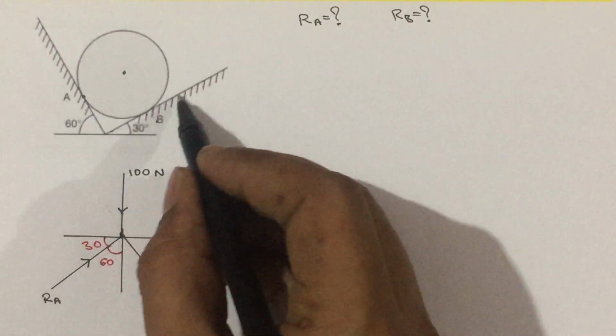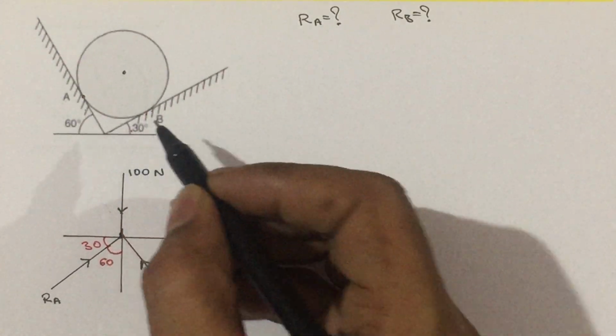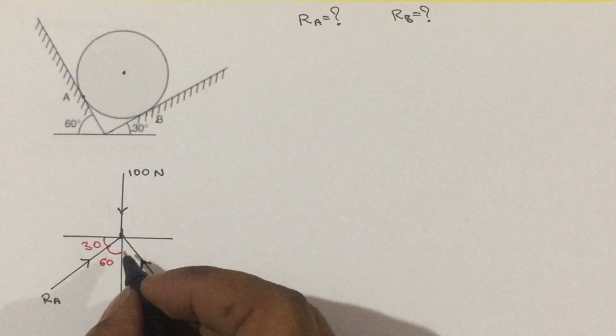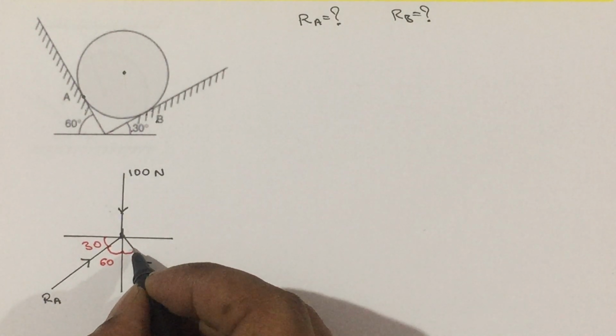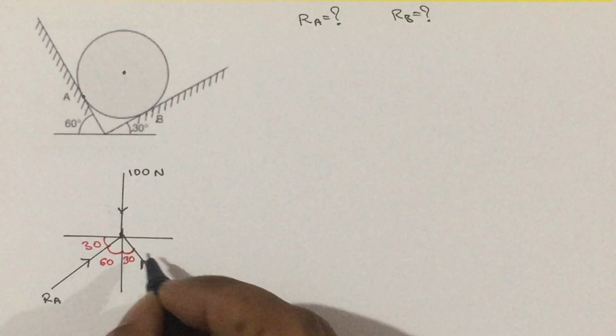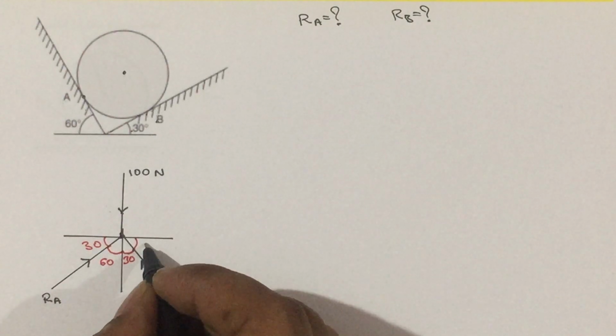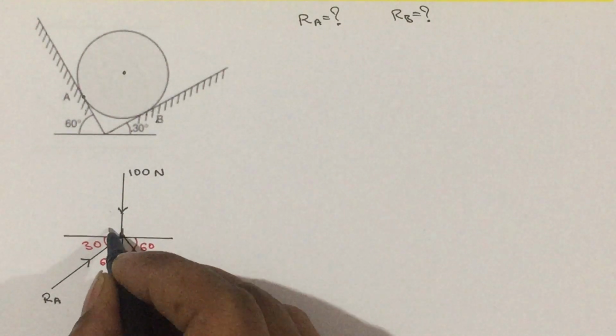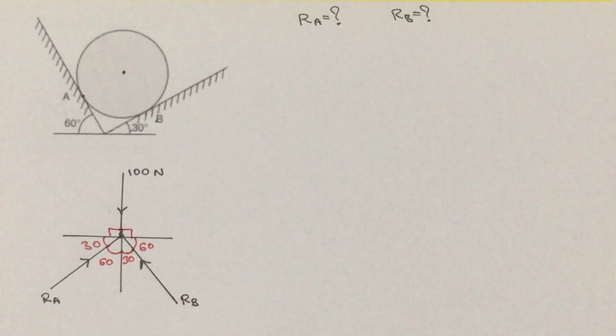Then this line is making 30 degrees with respect to horizontal, then the perpendicular line will make the same 30 but with respect to the opposite reference, that is vertical 30. If it is 30, then the remaining one is 60 and this one is 90, this is also 90. This is the free body diagram.